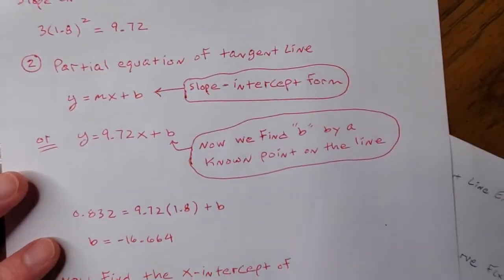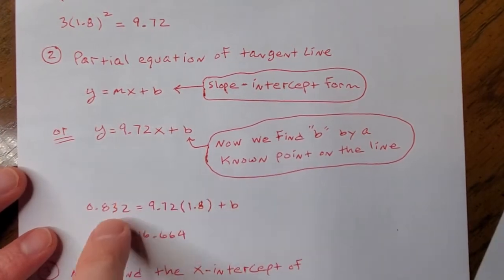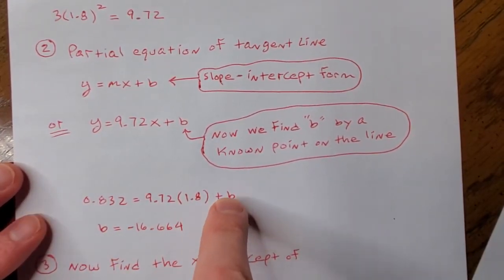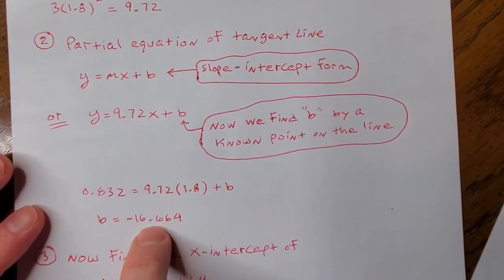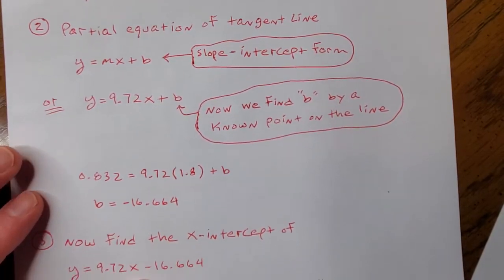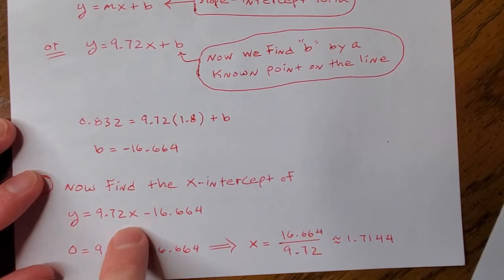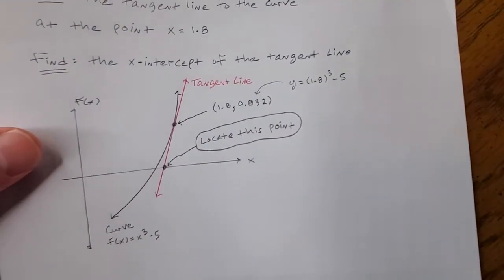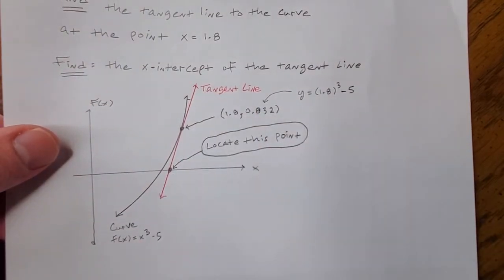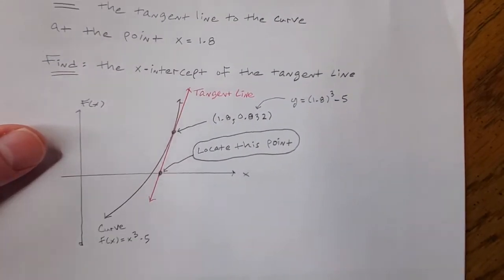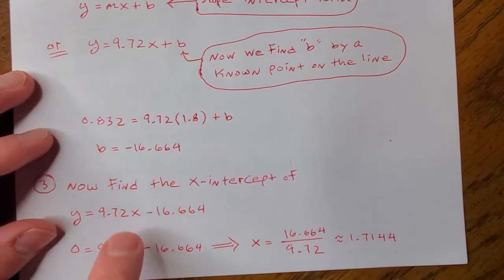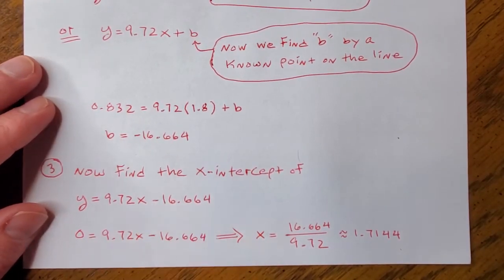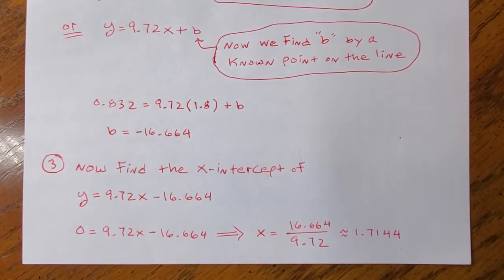So look what I did. I put in the known x and y coordinates for that point, and that gives me enough information to solve for b. Okay, so there's b. Now I've got my equation of the tangent line. That tangent line, the thing there in red ink on my picture where my question is stated, is going to be y equals 9.72x minus 16.664. All right. The rest of it's not so hard.